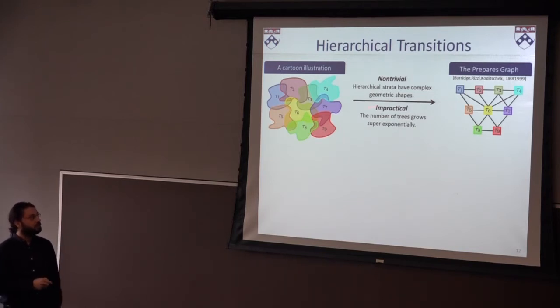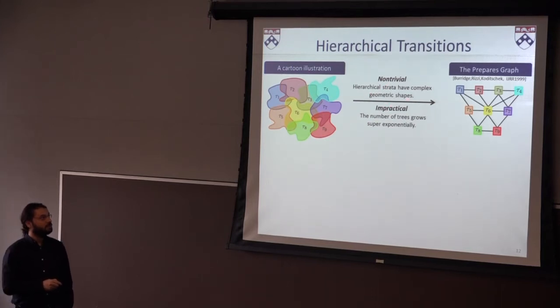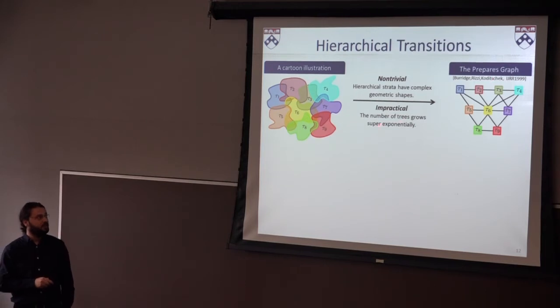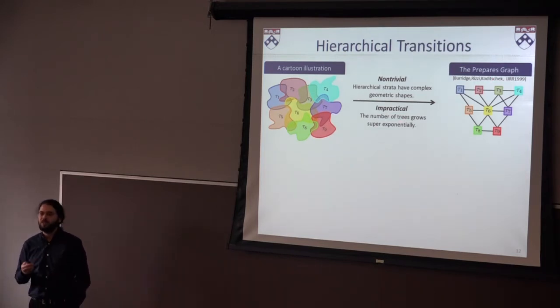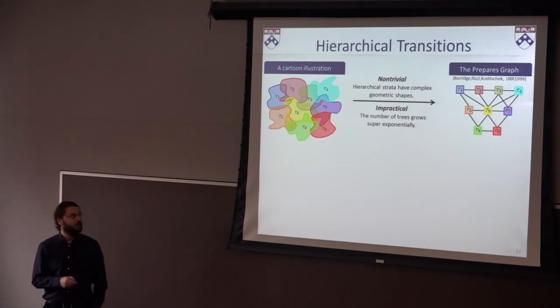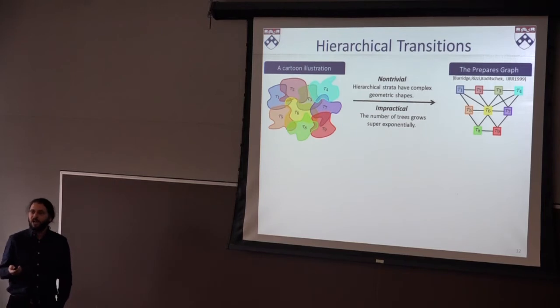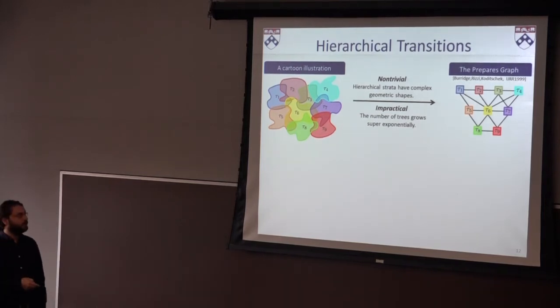But the problem is, first of all, hierarchical strata generally have complex geometric shapes. This is in terms of geometry, not topology. So it becomes really difficult to obtain this adjacency graph. Also, it's impractical to have this graph because we know that the number of trees grows super exponentially. So you cannot really store this in memory if you have maybe hundreds of robots.